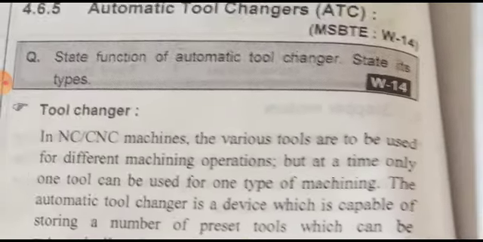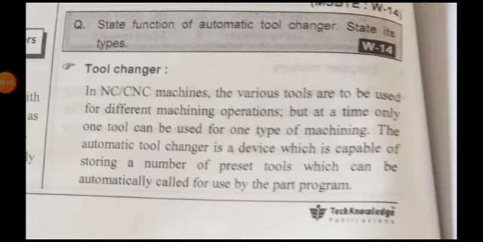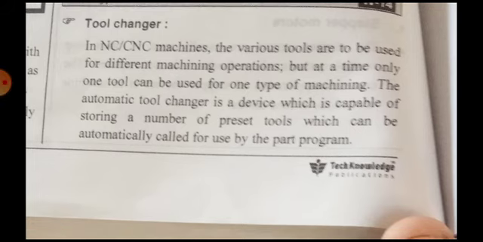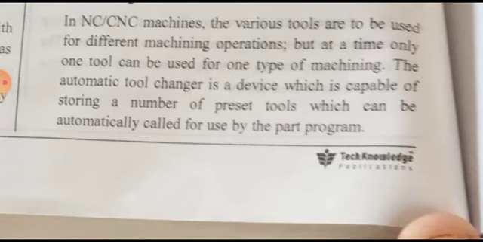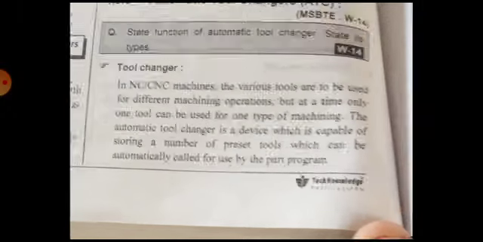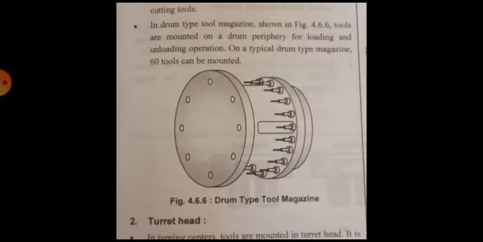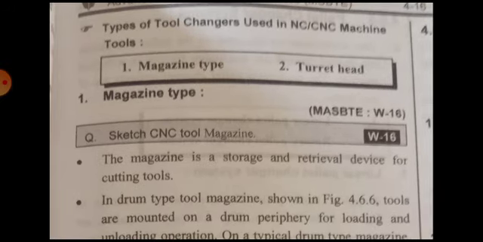Then automatic tool changer or ATC. In a CNC machine, the various tools are to be used for different machining operations, but at a time only one tool can be used for one type of machining. The automatic tool changer is a device which is capable of storing a number of preset tools which can be automatically called for by the part program. There are two types of tool changer, magazine type and turret head.